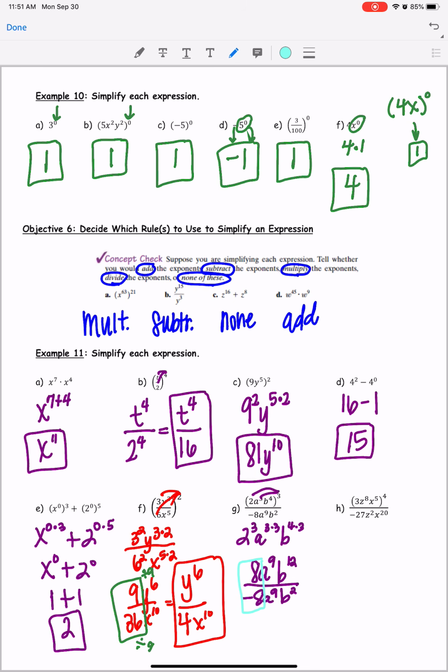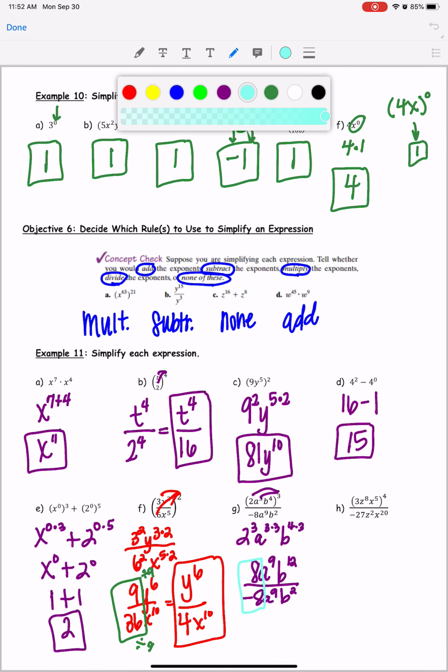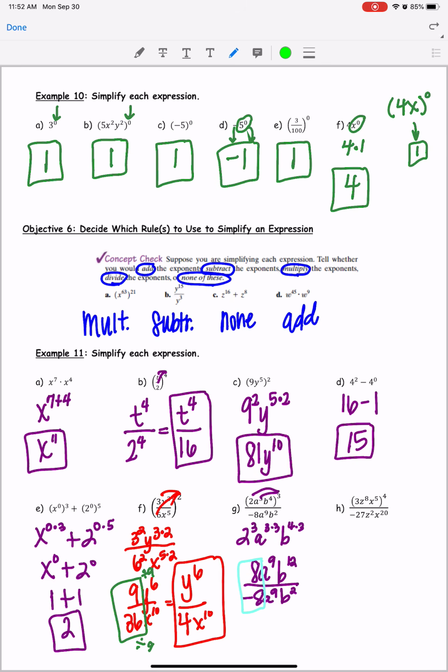My a to the 9th and my other a to the 9th, those are just going to cancel each other out. And then I'm going to subtract 12 minus 2. So this one is -b to the 10th. Okay, that negative came from right here in the blue. 8 divided by -8, positive divided by negative is negative. My a's canceled since you have a to the 9th and a to the 9th. And then I did 12 minus 2 to get b to the 10th.